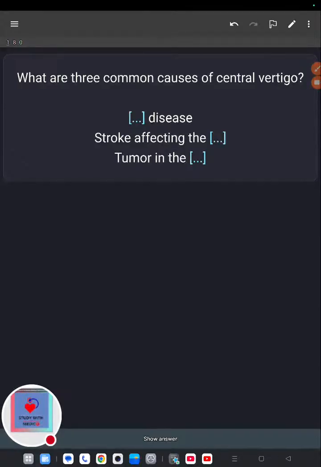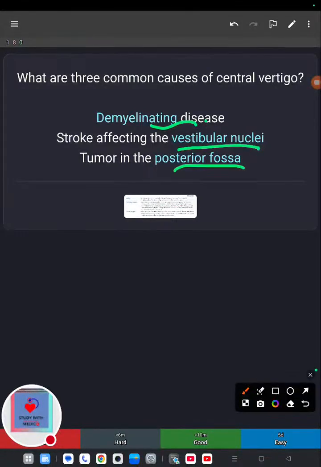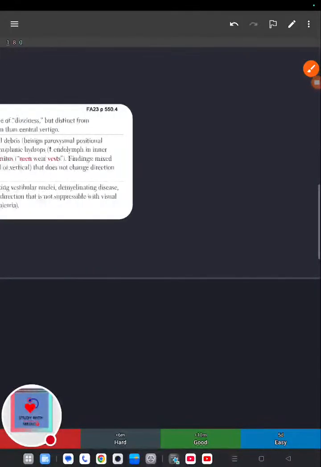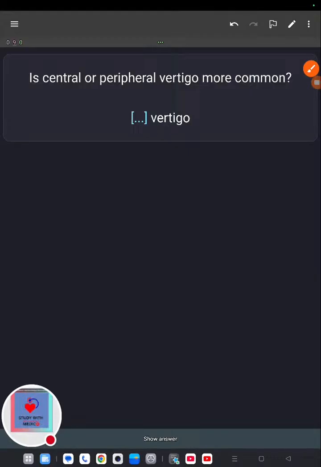What are the three common causes of central vertigo? Demyelinating diseases, stroke affecting the vestibular nuclei, and tumor in the posterior fossa. Here you can see cerebellar or brainstem lesions. Is central or peripheral vertigo more common? Peripheral is more common.